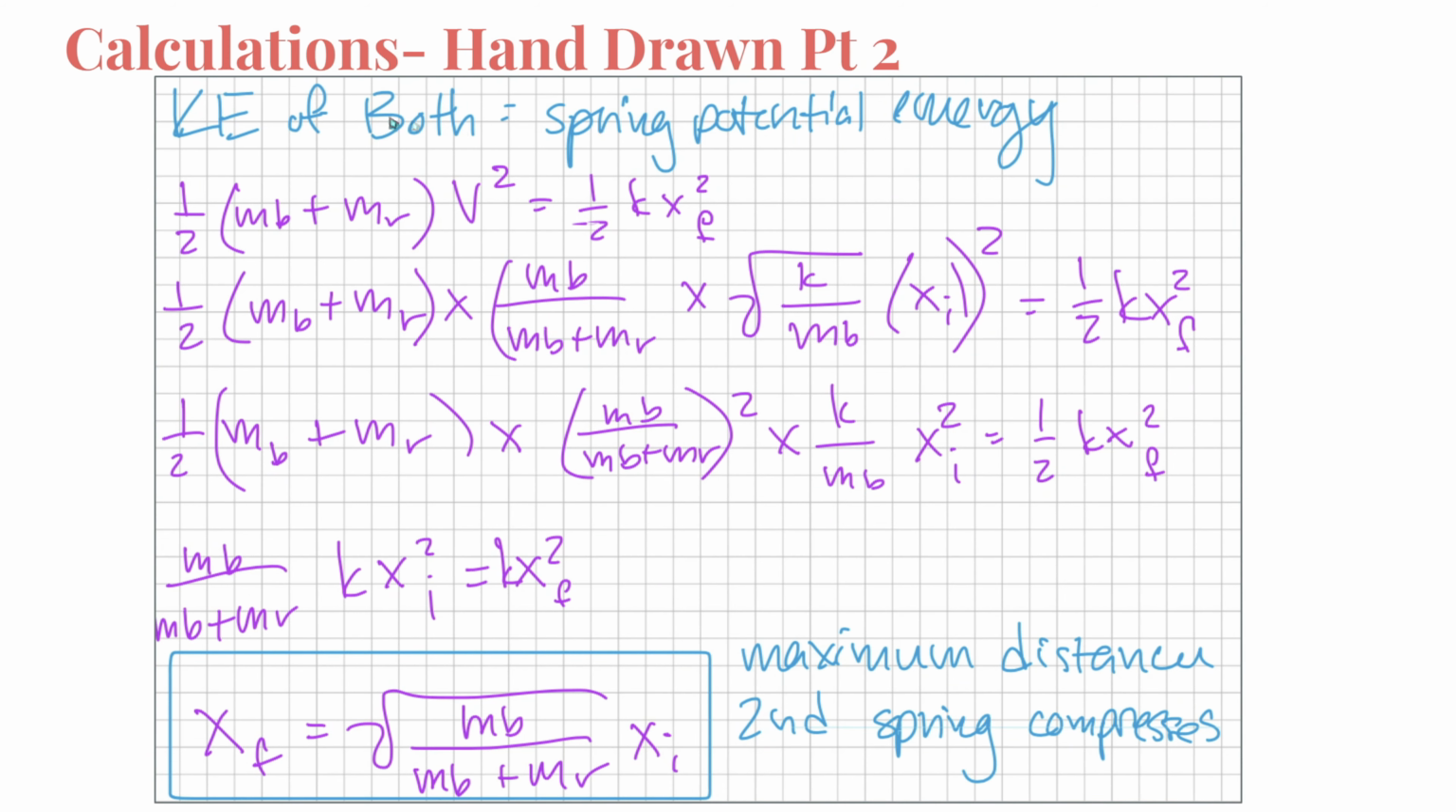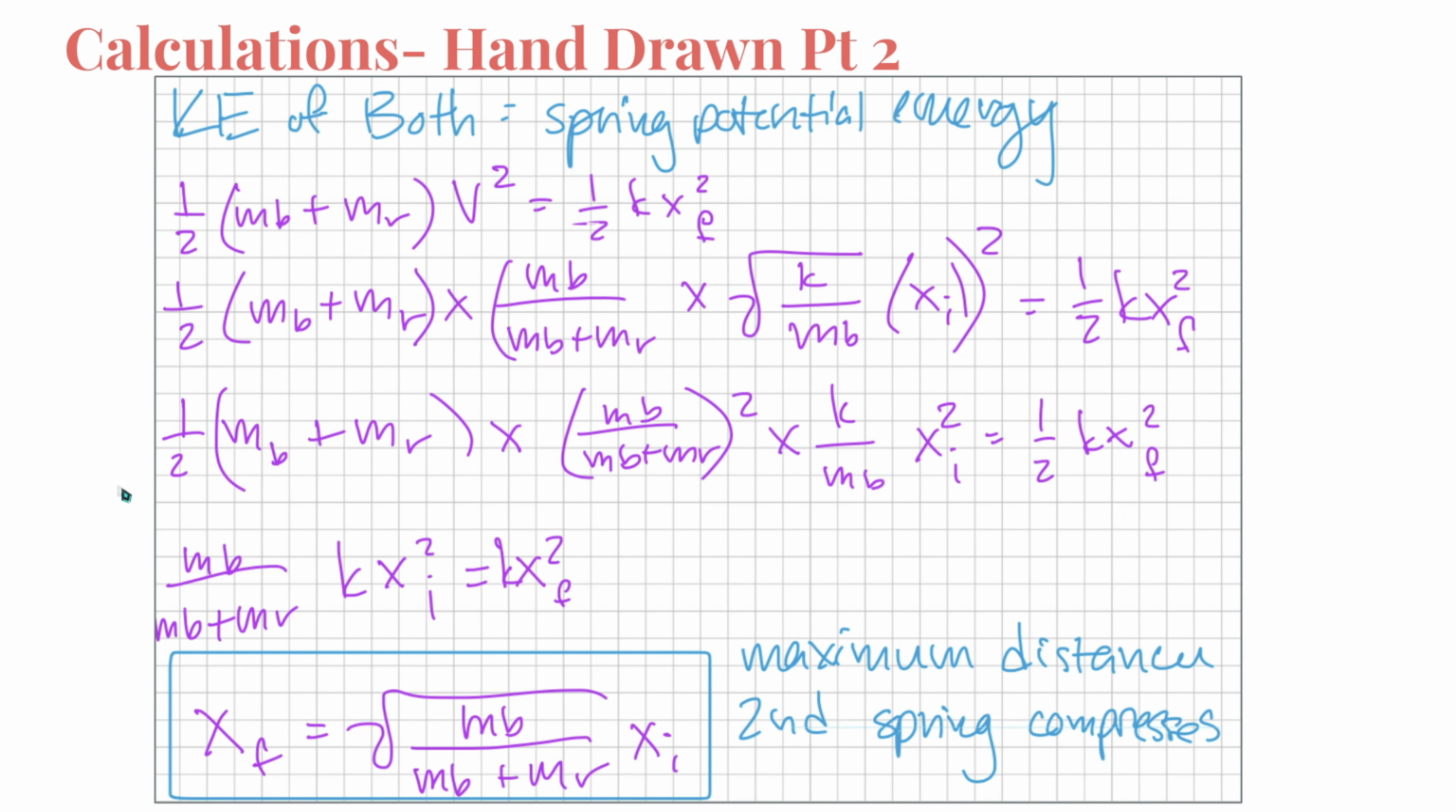of momentum. So we have the equation 1/2 mass of the blue block plus mass of the red block multiplied by velocity squared is equal to 1/2 of kx squared. So this we can rewrite as 1/2 mass of blue block plus mass of red block multiplied by mass of blue block divided by mass of blue block plus mass of red block, which is again multiplied by the square root of the k constant divided by mass of the blue block multiplied by x initial squared. And this is equal to 1/2 kx squared.